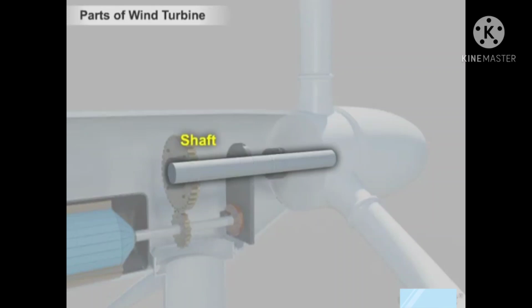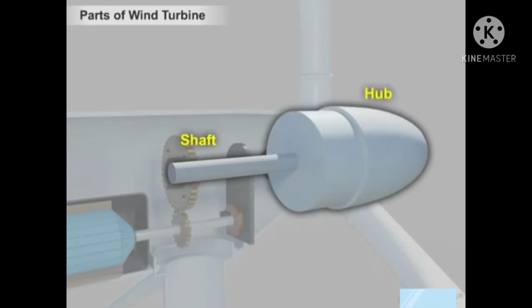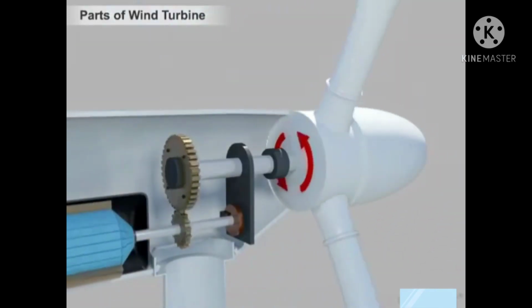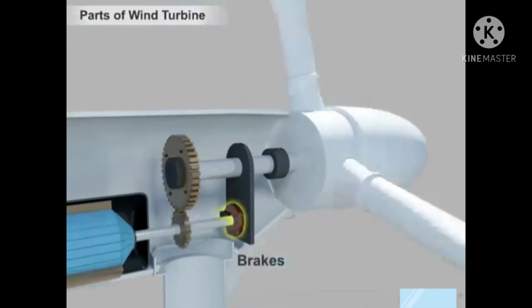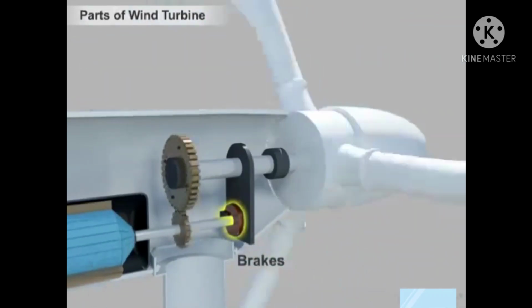Next is shaft. The hub is mounted on the main shaft. The rotation of the blade causes the shaft to rotate. If the wind blows very fast, then brakes can be applied to control the speed of blades and shaft.